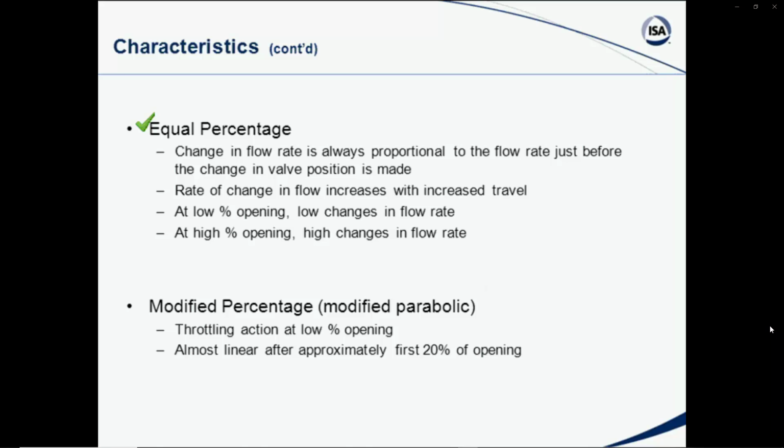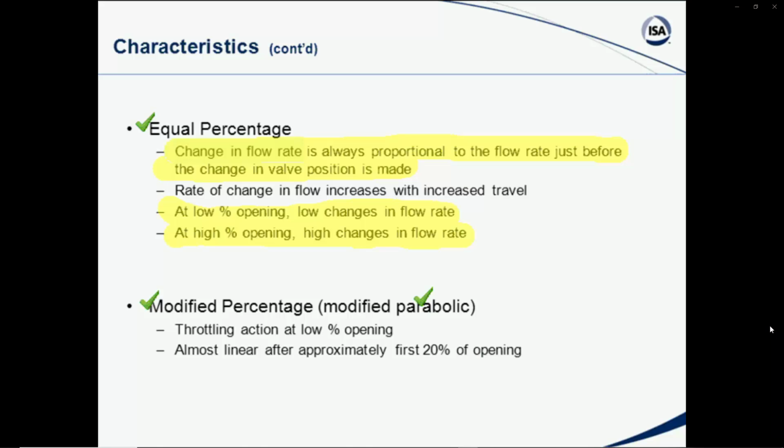This one is sort of hard to explain in some cases. The change in flow rate is always proportional to the flow rate just before the change in valve position is made. In other words, at low percent open, low changes in the flow rate as you open the valve, and the more open you become, the flow rate changes more and more because it's based on the rate of change of the position just before you make the change. Or are we looking at some sort of a modified percentage or modified parabolic trim where you get sort of a throttling action at low percent and then almost linear after the first 20% of the opening?